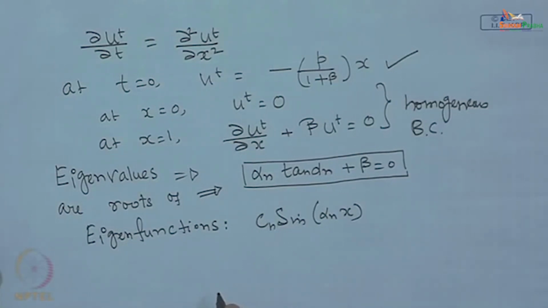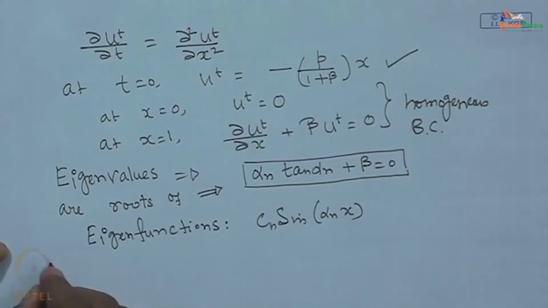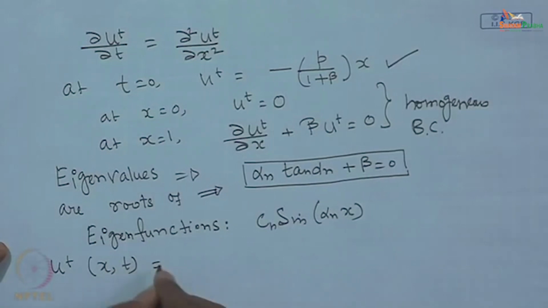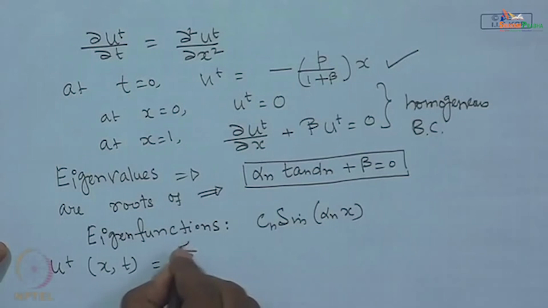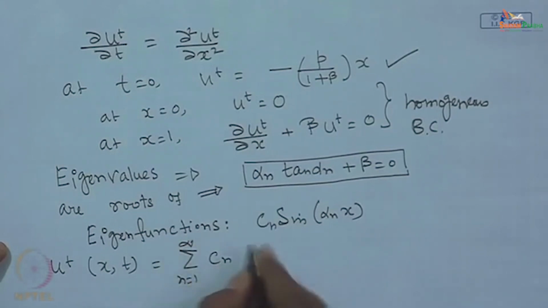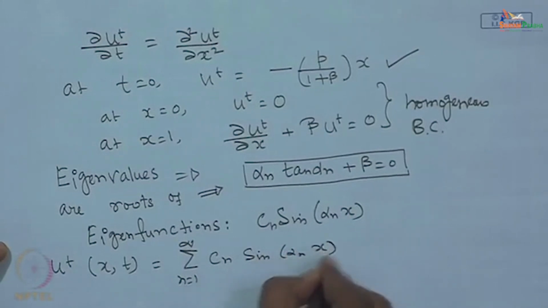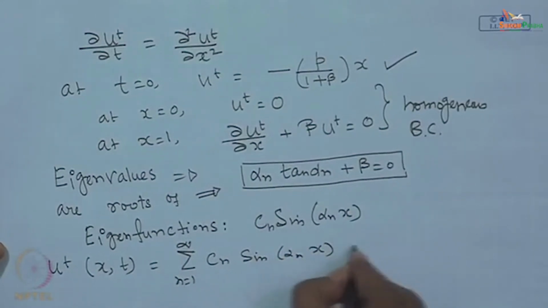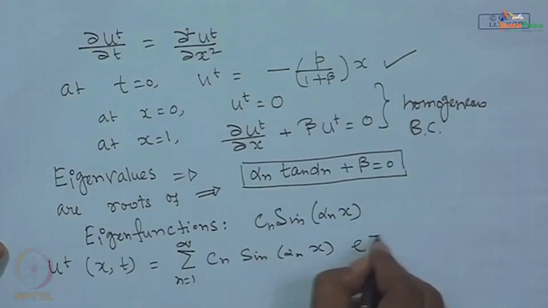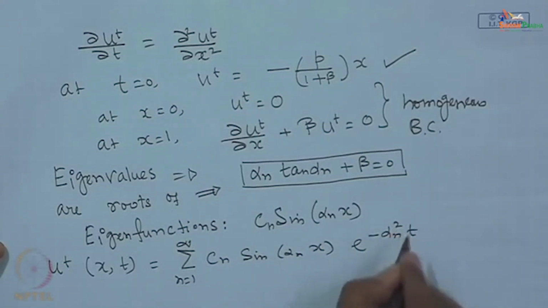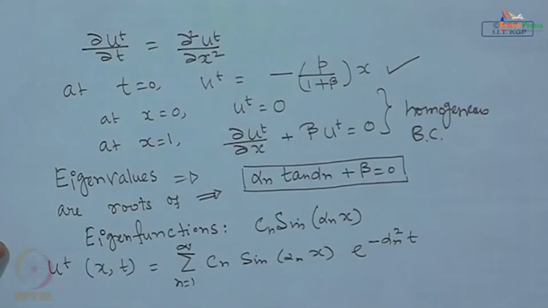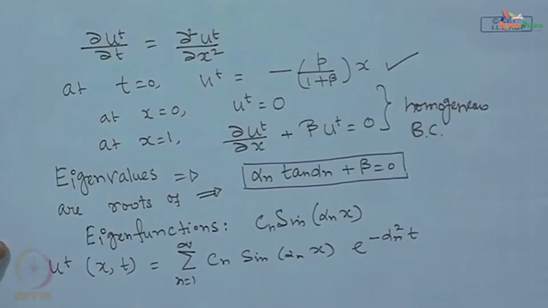So, if you look into the complete solution to this problem, the solution is given as u t as a function of x and t is nothing but summation n is equal to 1 to infinity C n sin alpha n x e to the power minus alpha n square t. So, that gives the complete solution to this problem.